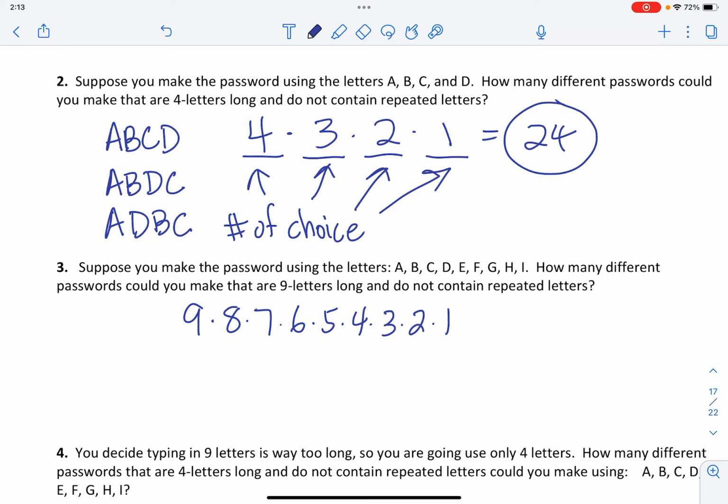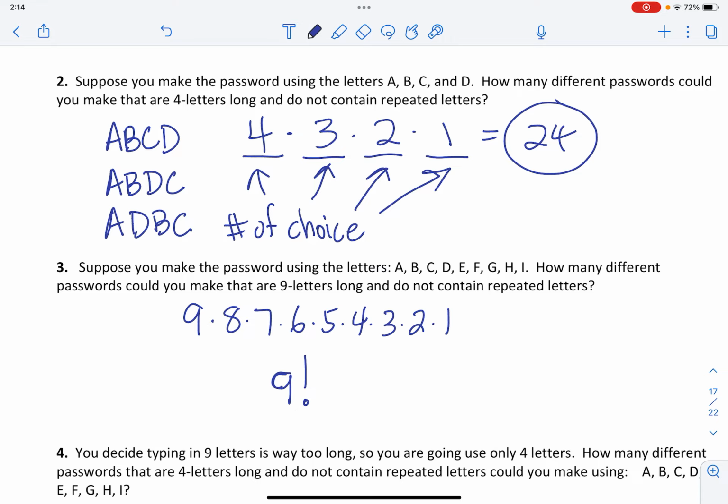one thing to note, this has a mathematical name to it. If you start with a number and just keep decreasing all the way down to 1, this is called 9 factorial. 9 factorial is 9 times 8 times 7 all the way down to 1. And there's a lot of calculators out there that have the factorial feature. If you have a scientific calculator, it's probably in there. You just have to find it.